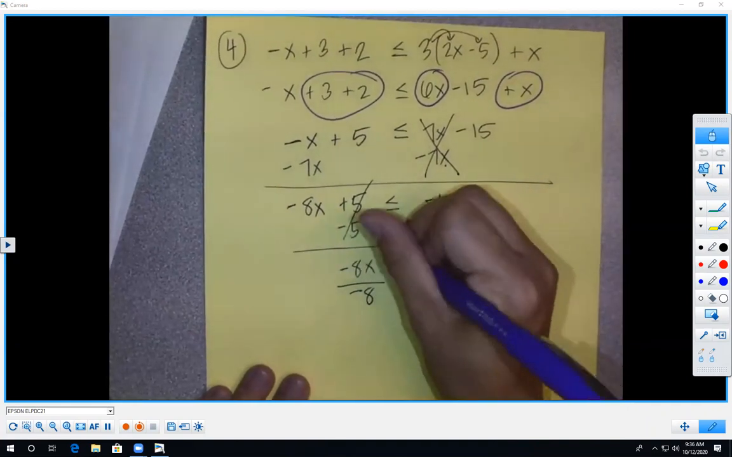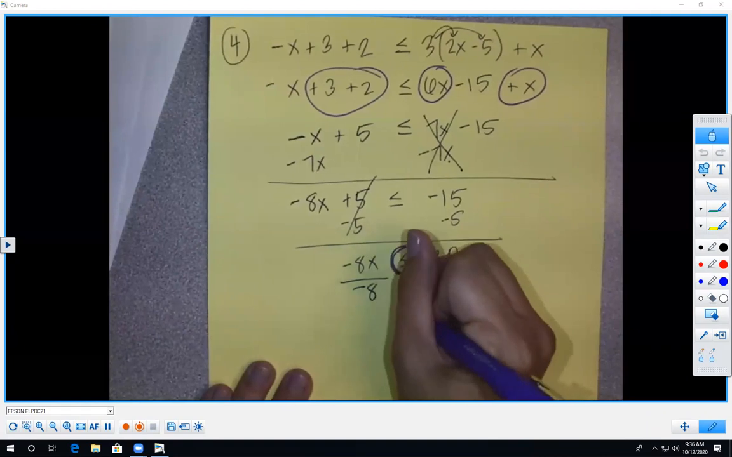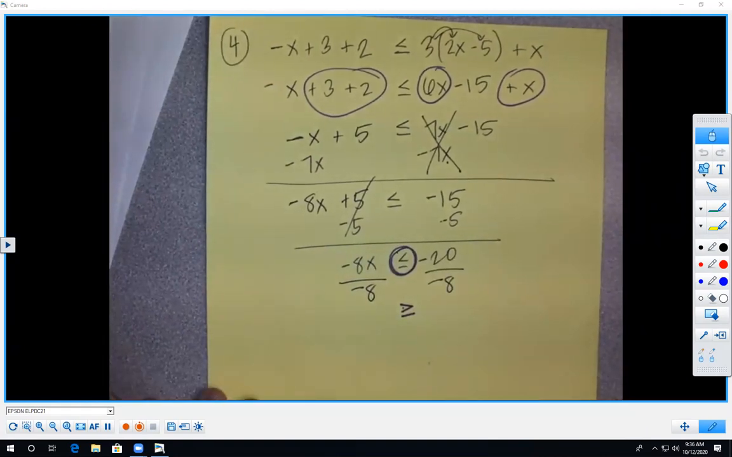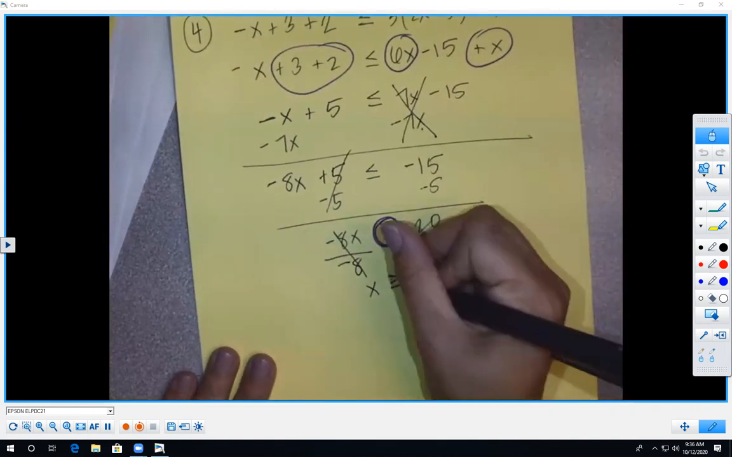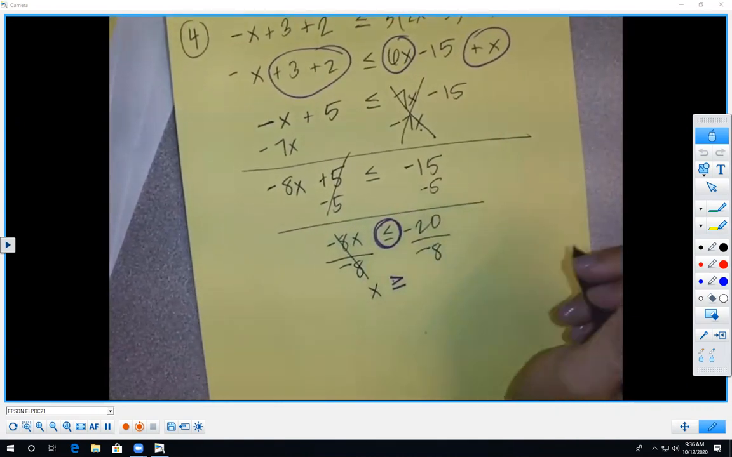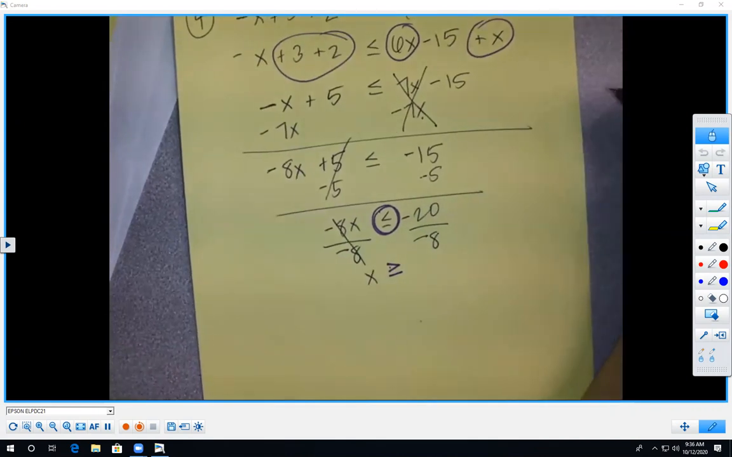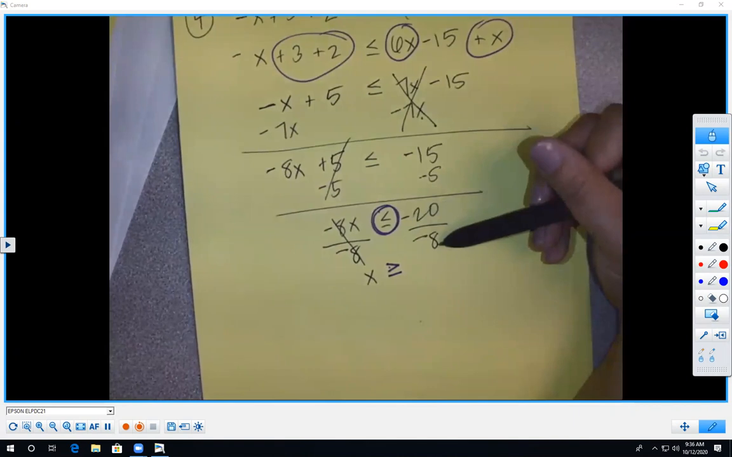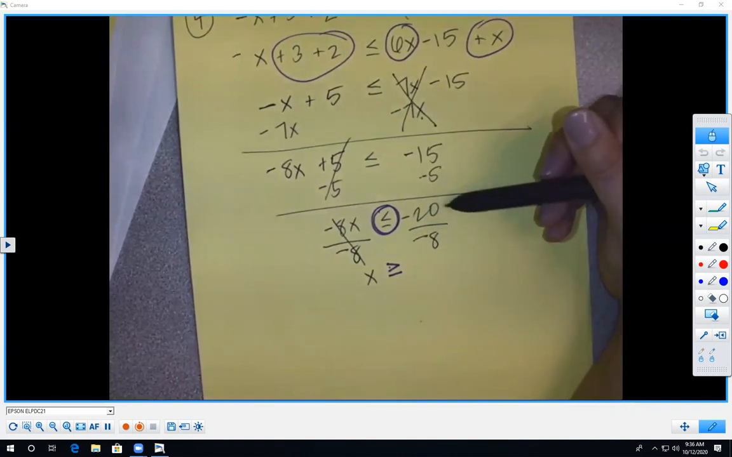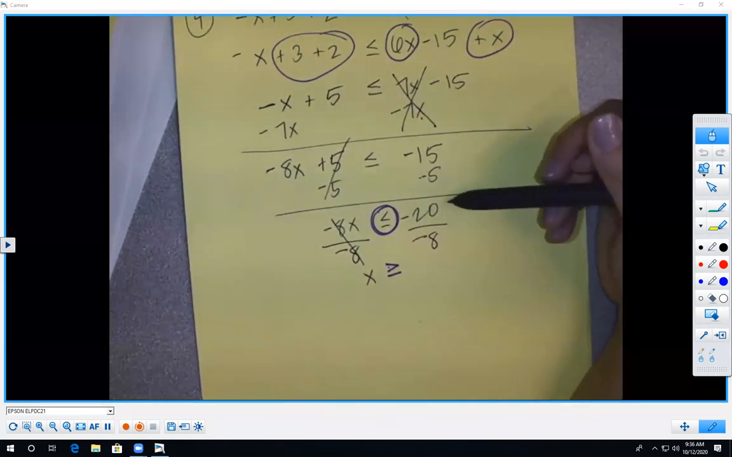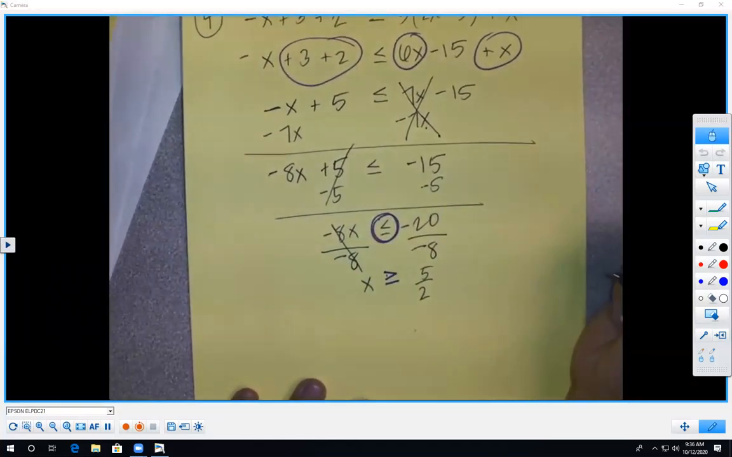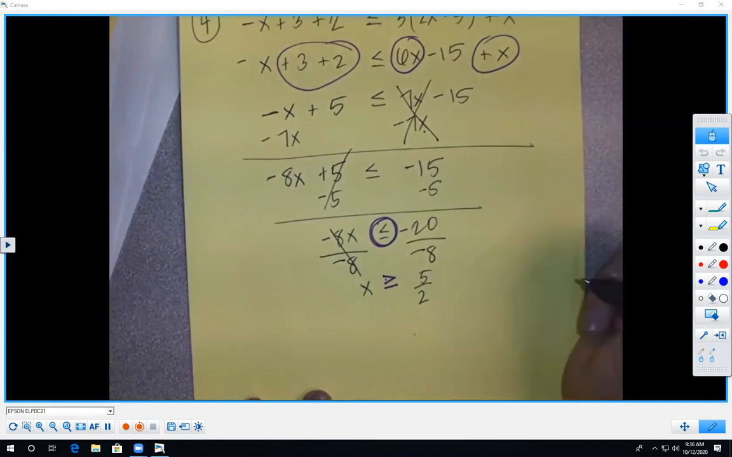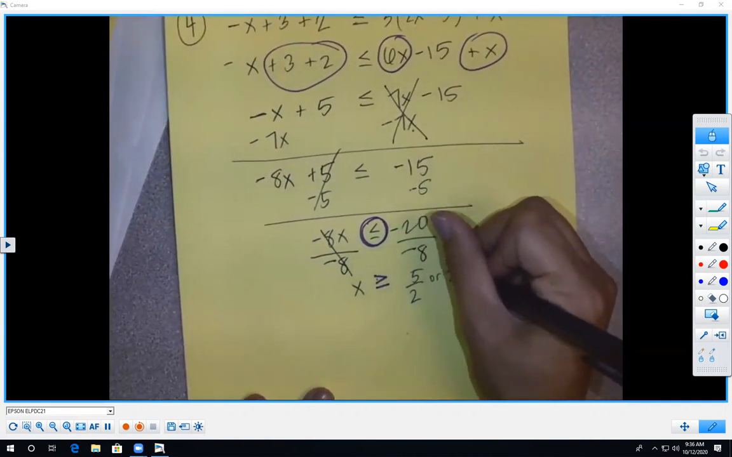So I need to flip this sign around, make it greater than or equal to instead of less than or equal to. And the -8 cancel out, so I get x is greater than or equal to -20 divided by -8. First of all, is that a negative number or a positive number? Positive, because a negative divided by a negative is a positive. I can also simplify it. 20 over 8, I can divide them both by 4, right? So I get 5 over 2. Or if you want a decimal there, what's the decimal there? 2.5.